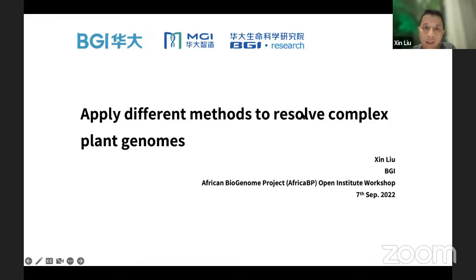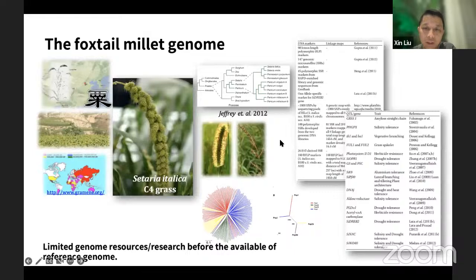First of all, I will give you several examples, starting with the foxtail millet genome. That's the genome we sequenced quite some time ago. I think it was published in 2012, so 10 years ago we published this genome. It is a grass genome with a relatively small genome size.